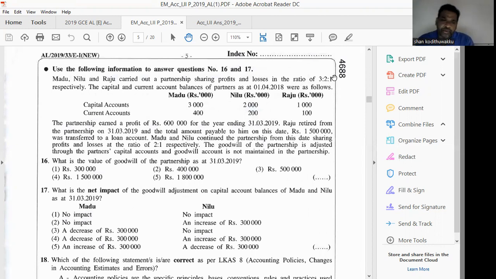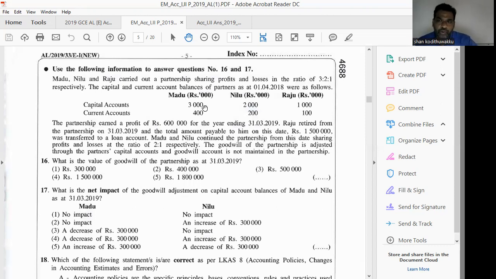retirement of Raju. Then when you record goodwill in the capital account, we had to credit 300 for Raju, Nilu 600, and Madhu 900. Then we have to debit the new partners' or existing partners' capital accounts, depending on their new profit sharing ratio 2:1.